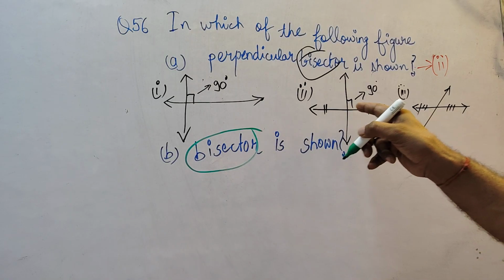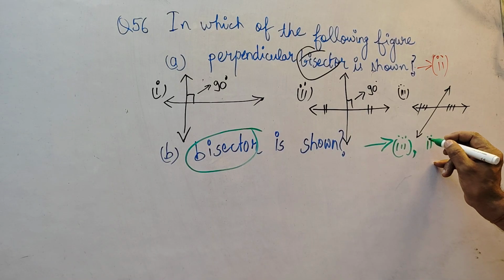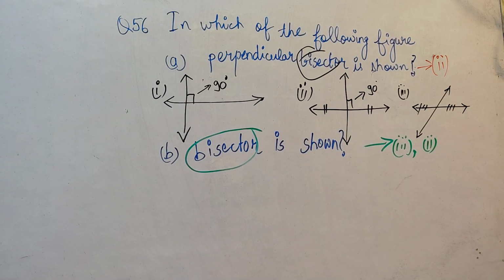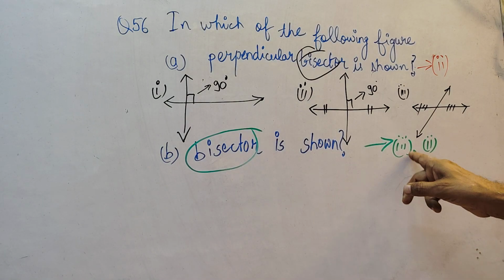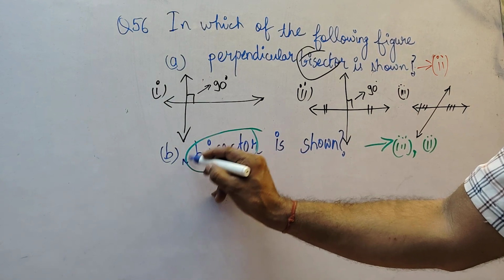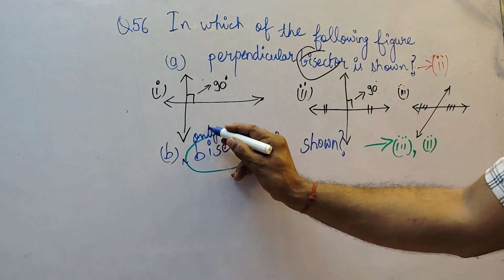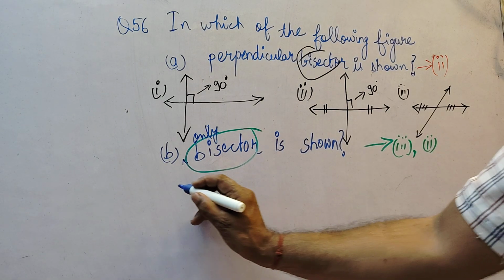Perpendicular is not given. Otherwise second and third may be there. So the third is bisector, and the second one is also bisector, but the second one also has perpendicular. The third one does not have perpendicular. So for only bisector, the third is possible and the second is also possible. Only bisector is shown. The question was only bisector. So second and third both may be right.